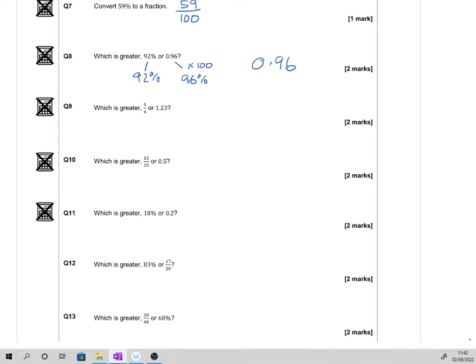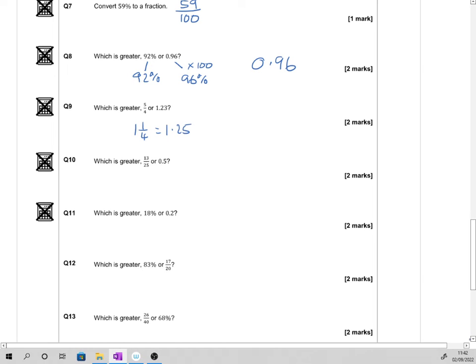Which is greater, 5/4 or 0.123? Well, 5/4 is 5 divided by 4, which is 1 1/4, which equals 1.25. So this is greater than this, so the answer is 5 over 4.